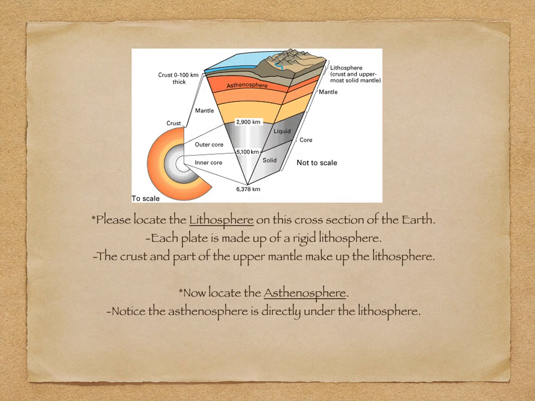Please locate the lithosphere on this cross section of the Earth. Each plate is made up of a rigid lithosphere. The crust and part of the upper mantle make up the lithosphere. Now locate the asthenosphere. Go ahead and say it, asthenosphere. Tectonic plates float on the asthenosphere. The asthenosphere is a region of molten rock beneath the surface of the planet. Notice the asthenosphere is directly under the lithosphere.